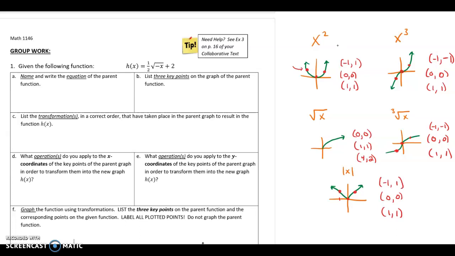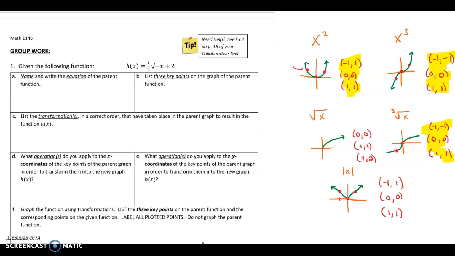So you'll actually notice some of these have the same kind of key points, like x squared and absolute value have the same key points, but they kind of have different shapes. X squared has that U shape. Absolute value has that V shape. Same thing here, x cubed and cube root of x have the same key points, but x cubed kind of has more of this uphill snake shape where it's going to be increasing up really fast, and cube root of x has kind of this S shape where it does increase, but it increases at a little bit of a slower rate. So this is just a basic introduction.